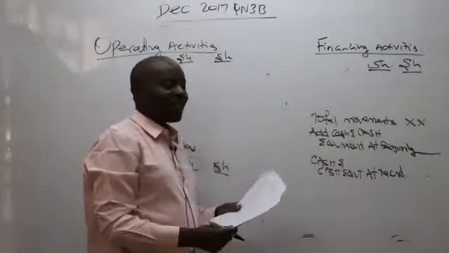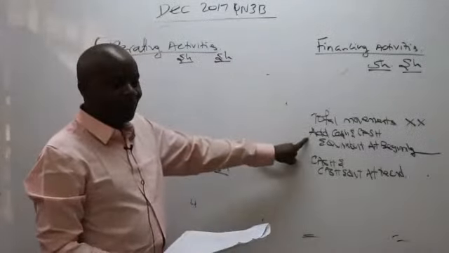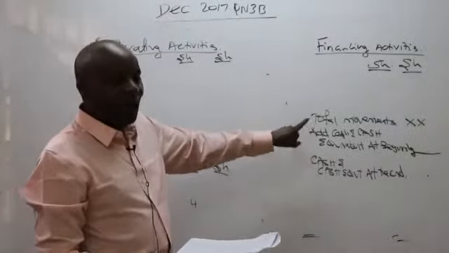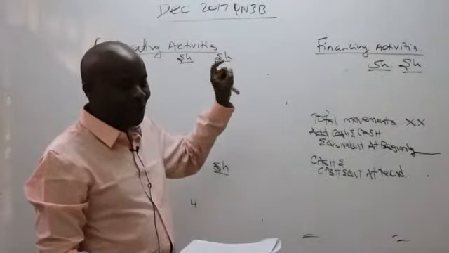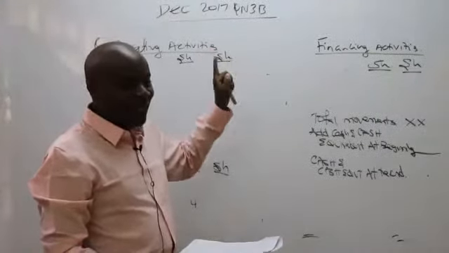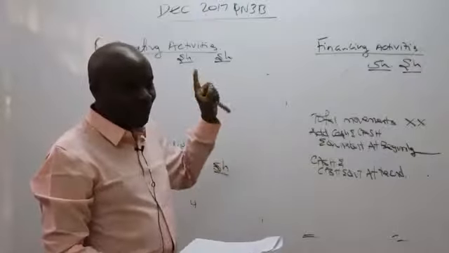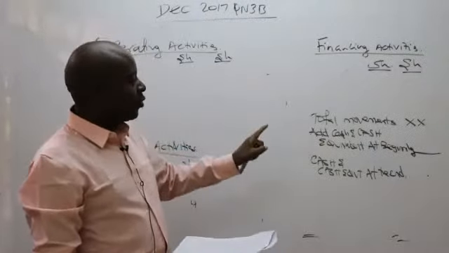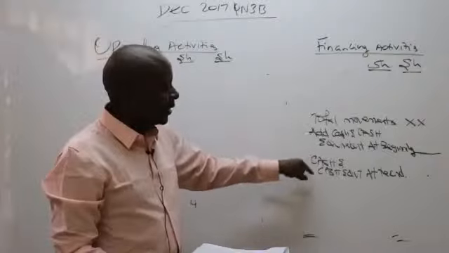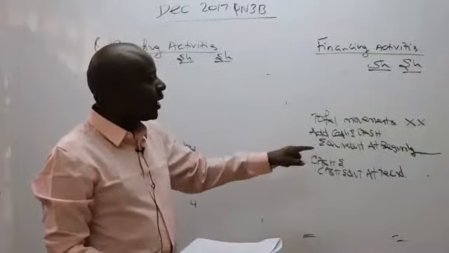Now look at this. The free marks normally start here. Yes, we are using the indirect method. Remember, we had started doing this question yesterday. So, ladies and gentlemen, I have some free marks here: the cash and cash equivalents at the beginning.